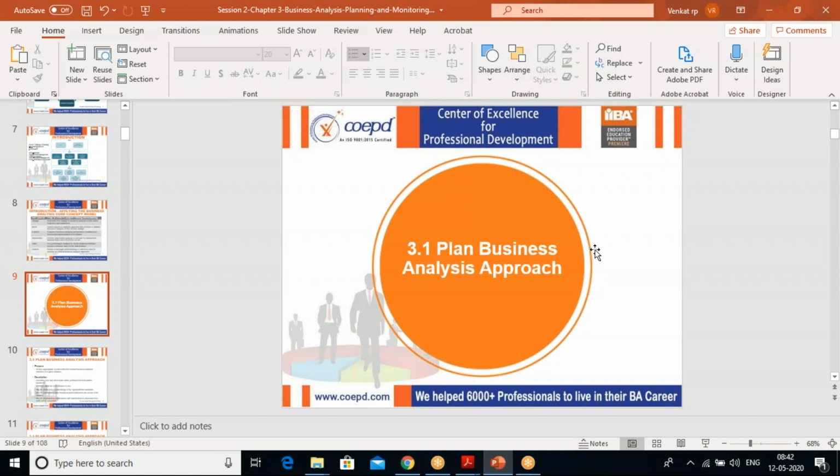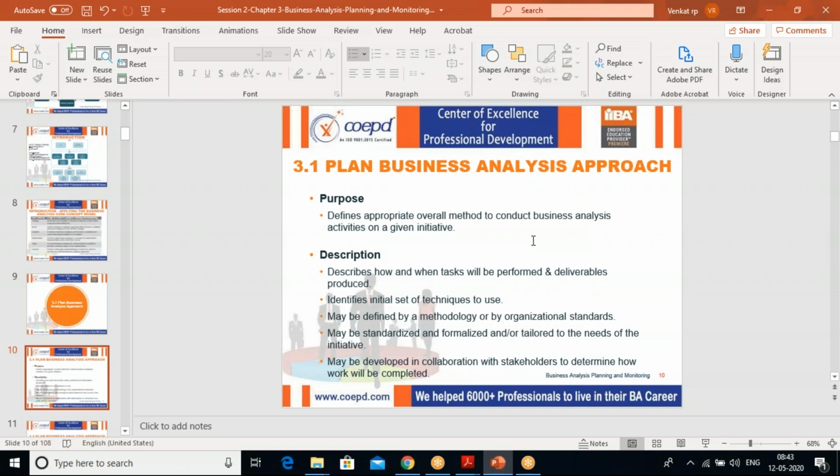When you want to understand the business analysis approach, you need to understand first on what parameters it depends. Let us go through each slide. The first one, as I've been telling you, is the purpose and the description. The purpose says what we have to plan this approach for: if any initiative is given, how we are going to do our business analysis. If it is this, we have to do it in this way. If it is that, we have to do it in this plan.